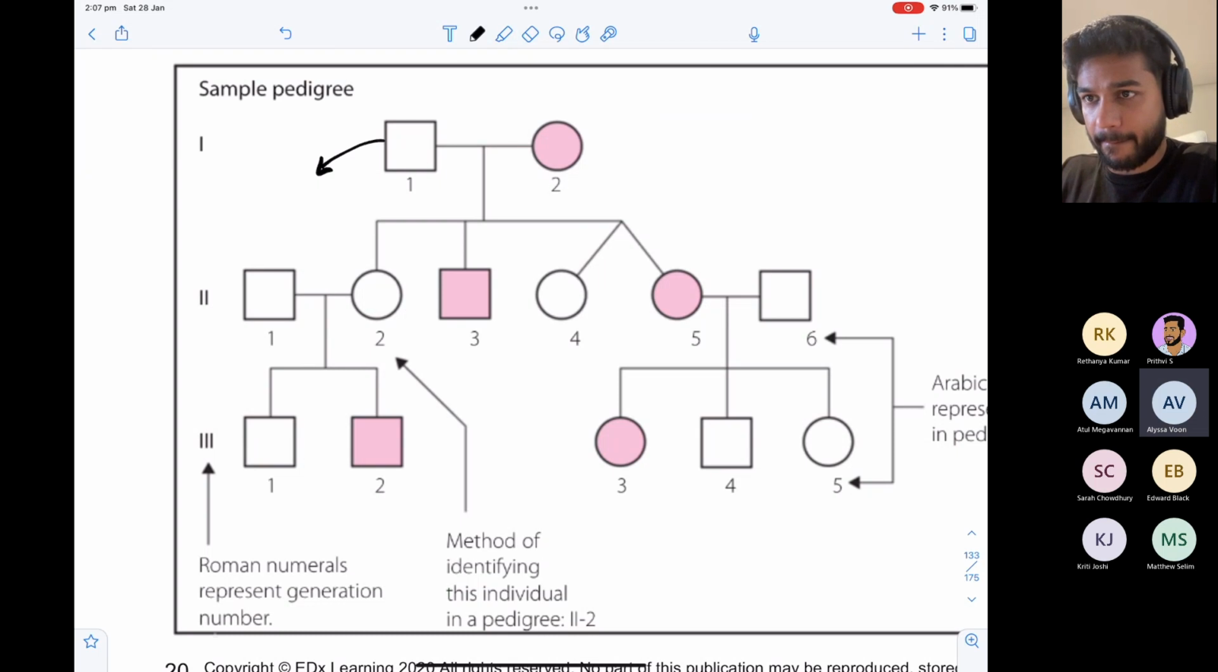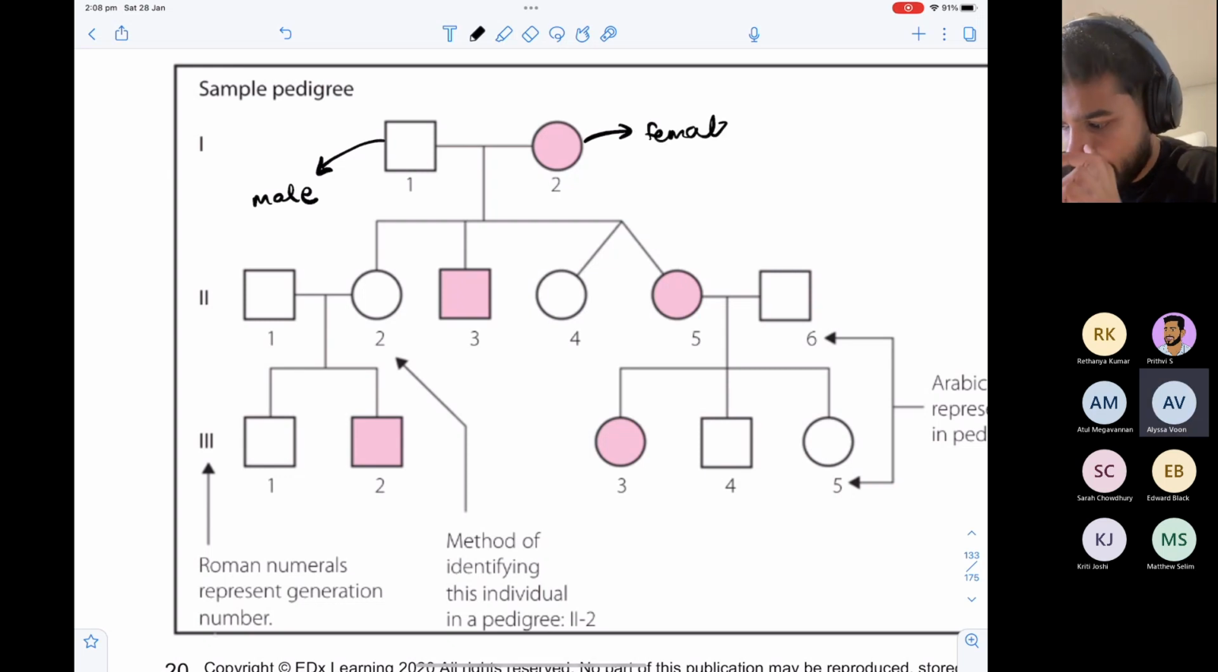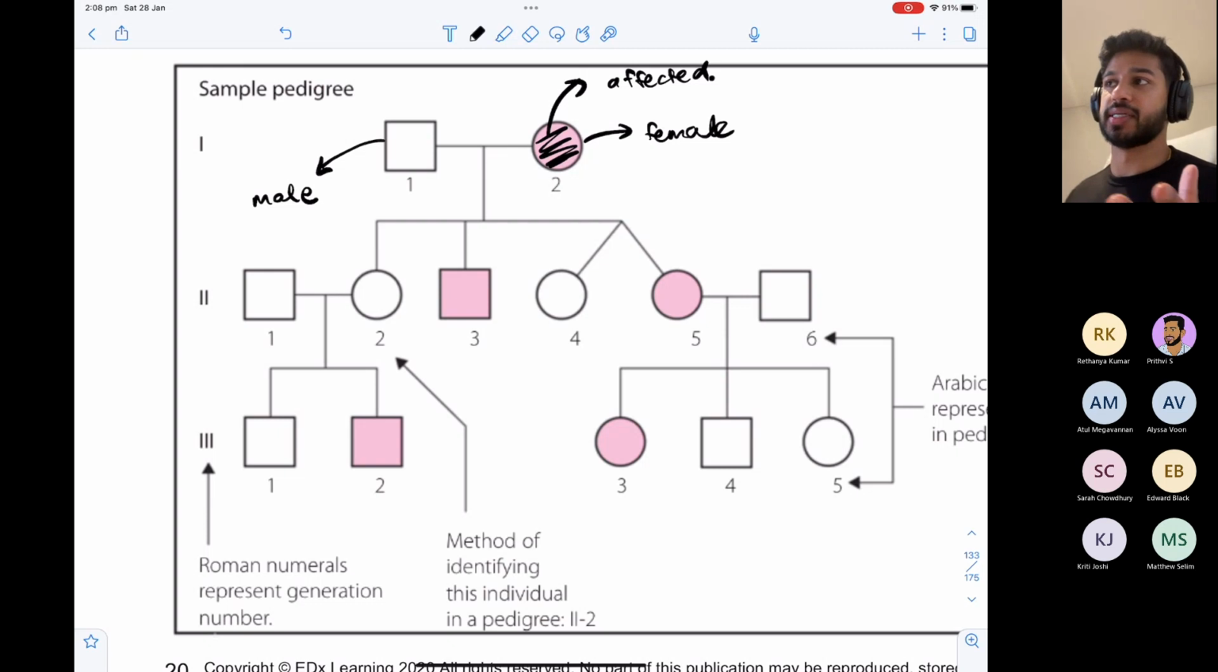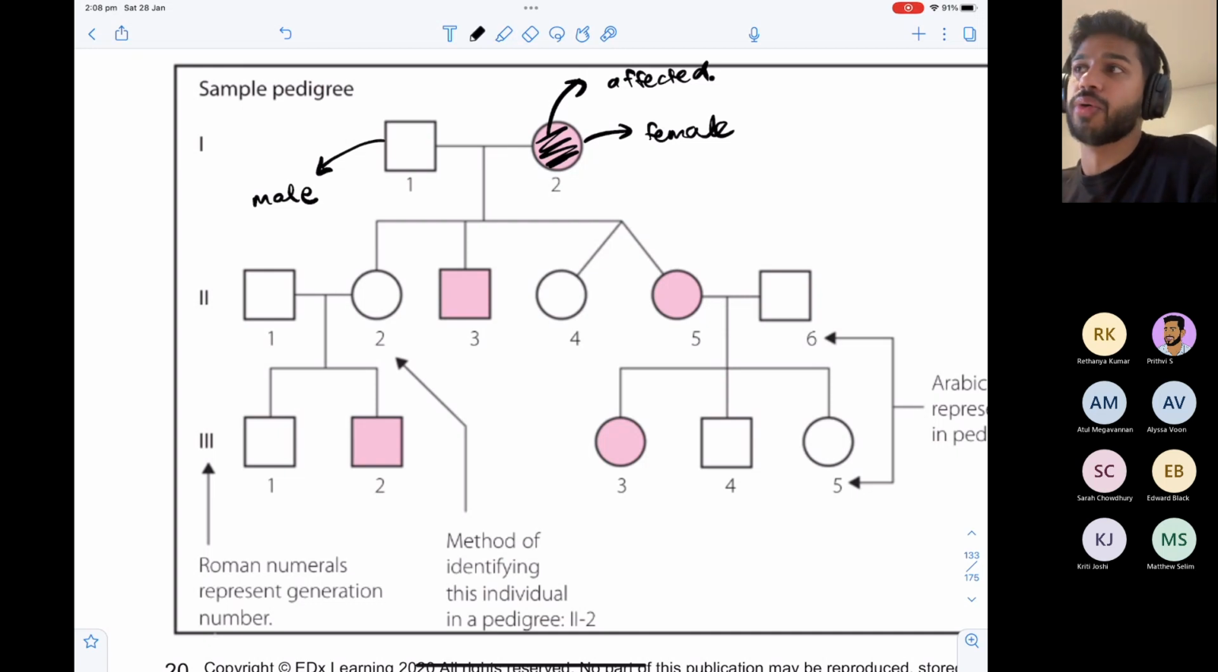A square represents a male and a circle represents a female. And I think if it's shaded, then it means that they're affected. Good, very good, right? They're affected by a condition. Sometimes it doesn't even have to be a disease. It could be red-green color blindness, which is more of a variation. It can even be brown hair, right? So it's just affected. We don't know whether this affected trait follows a recessive or dominant pattern. That's what we're trying to figure out.